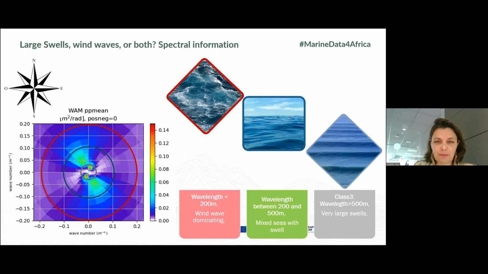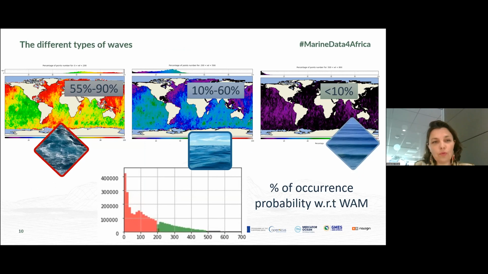Globally, the seas are not the same everywhere. The main occurrence in the oceans are mixed seas. You can see here the number of occurrences of mixed seas. Here it's more than 90% of the time mixed seas. You can also have some areas with wind seas, sorry. These are mixed seas and these are very large swells in purple. So depending on what you want to look at, you will see that the waves do not behave the same.